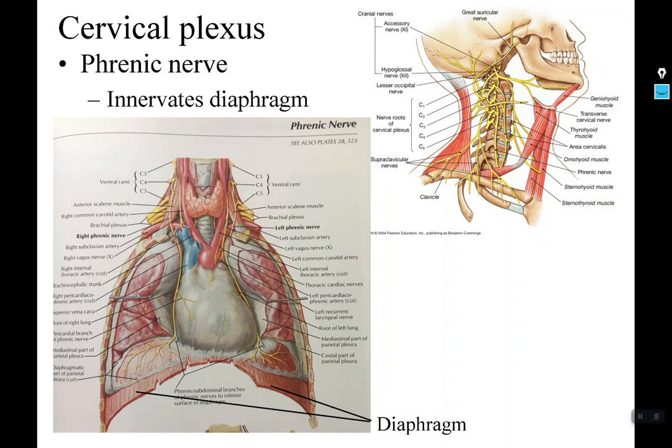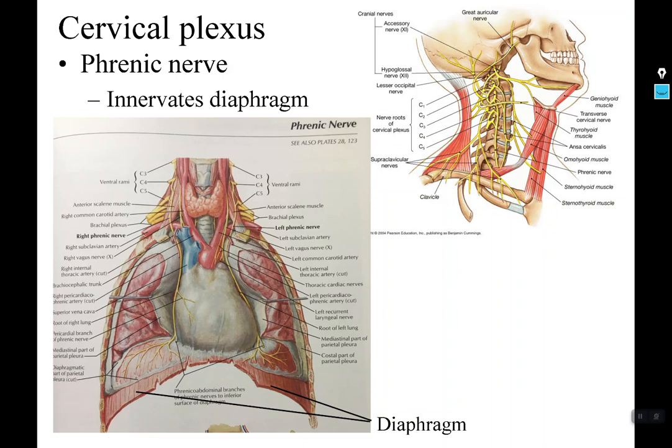So this is just a picture to show you what it includes. But the most important cervical plexus nerve is the phrenic nerve, and that is because this nerve innervates the diaphragm. Your diaphragm is a dome-shaped skeletal muscle that is partially under voluntary control, but also partially not voluntary. This is why you can breathe while you sleep.